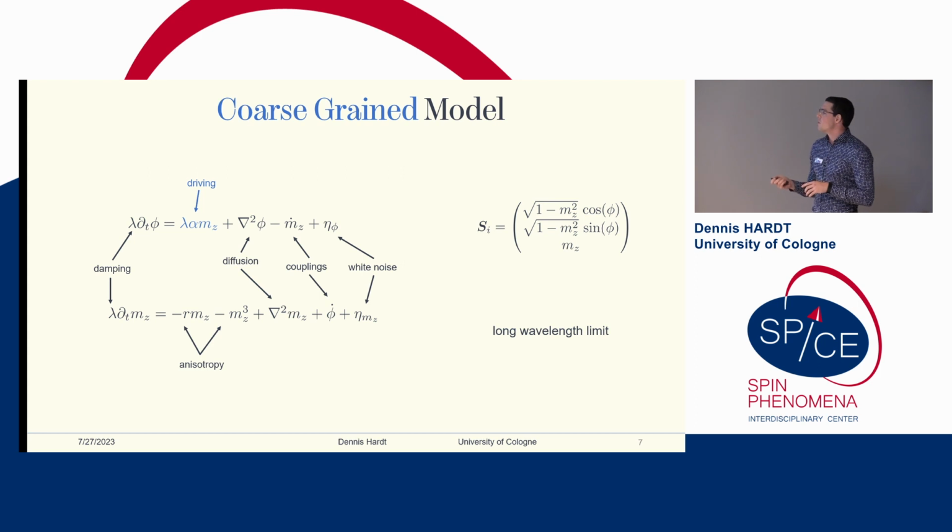Then we have in both terms a diffusion term. The coupling term is actually realized only by this phi dot, which together with this diffusion term is basically the lowest order coupling term. Then we have some white noise here and the anisotropy on this term. And just to state it again, if you want to have the spin, you have the magnetization in Z direction and the angle phi, which is the Goldstone mode. Then you have your spin.